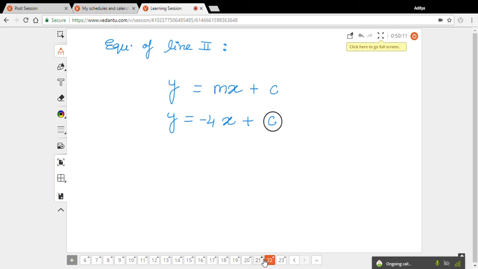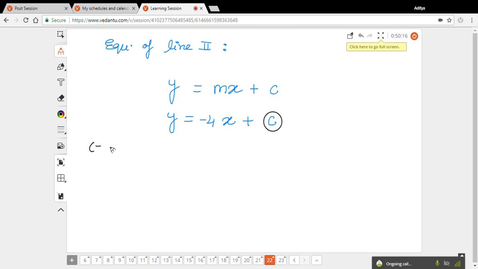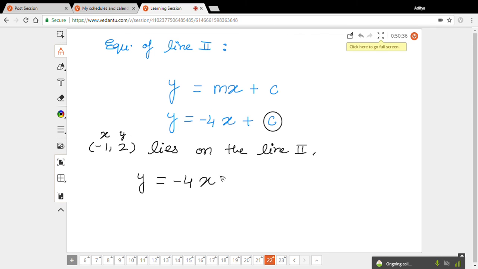So in the same manner, even on this line, this point negative 1, 2 lies. So I would say that negative 1, 2 lies on the line 2. Therefore, it satisfies. So at the place of y, we need to put the value of 2, and at the place of x, I need to put negative 1. So 2 is equal to negative 4 times negative 1 plus c. So it's plus 4, so 2 is equal to 4 plus c. So c becomes negative 2.